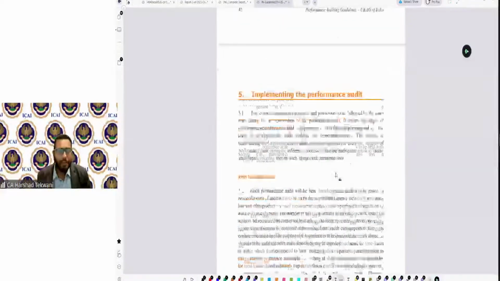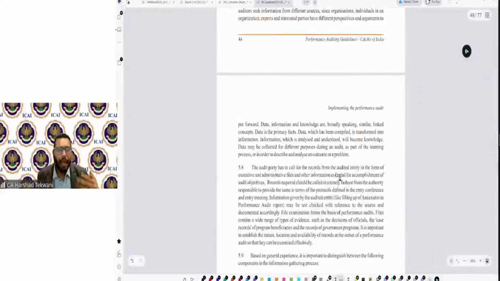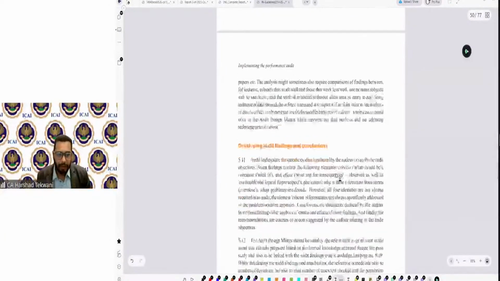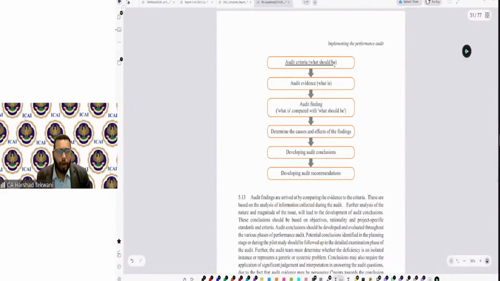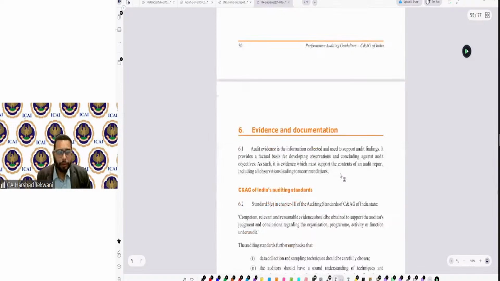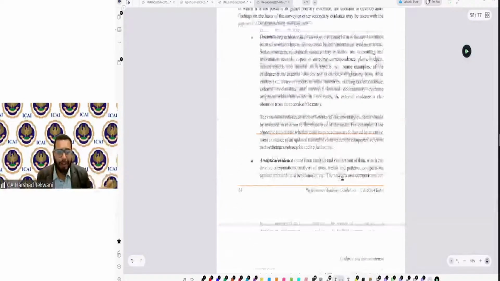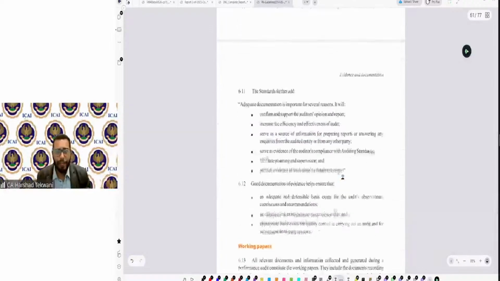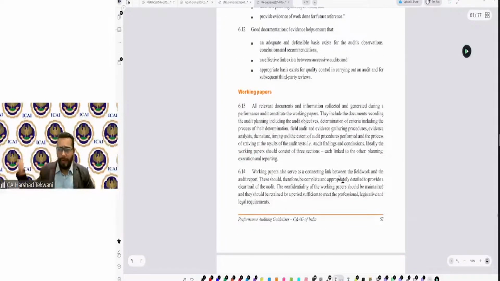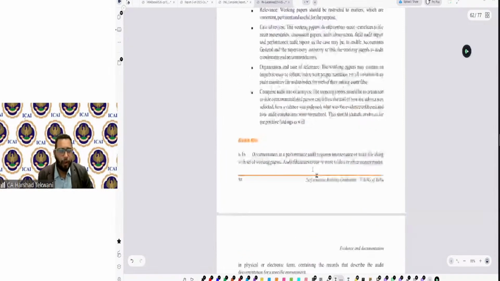Then comes the implementation of the performance audit, which is basically how you implement whatever is planned. You determine the audit criteria, obtain the audit evidence, evaluate the audit findings, determine the cause and effect of the findings, develop audit conclusions, and develop audit recommendations at the end of the performance audit. Again, with respect to documentation, at various stages you need to document various things. I will not go into much detail with respect to documentation because the concept is the same.